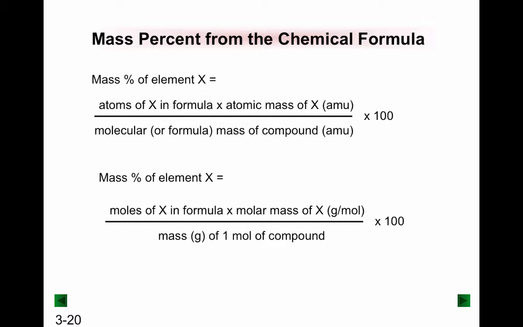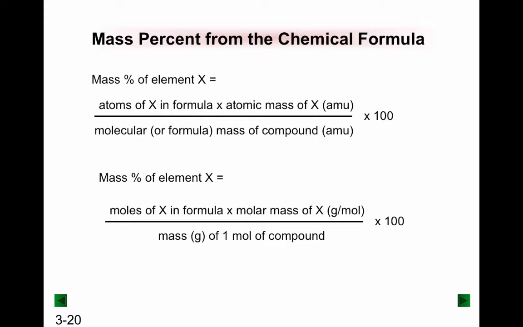Remember, the units of atomic weight or mass is AMU. Then you divide this number by the total mass of the compound, with the mass expressed with units of AMU. Then multiply by 100 in order to convert the number from a decimal to a percent.